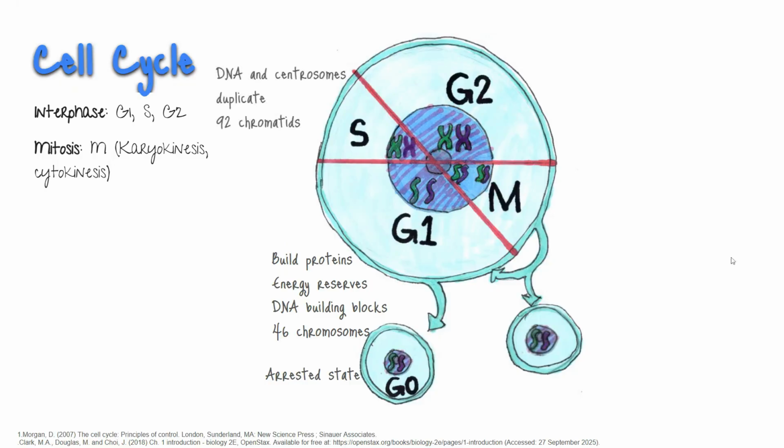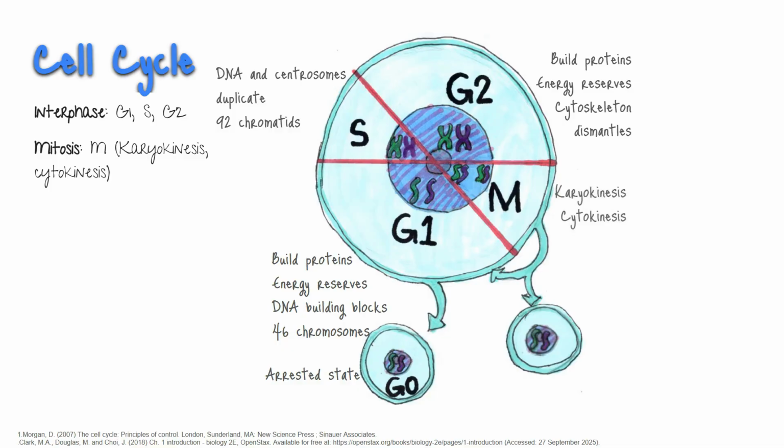S is where DNA duplication happens. The centrosome also duplicates. The centrosome is involved in the scaffolding in which the chromosomes will later migrate and use to divide. The cell now has 92 chromatids because it duplicated its chromosomes. G2. The cell replenishes energy reserves and protein synthesis and the dismantling of the cytoskeleton to provide resources for the mitotic phase.